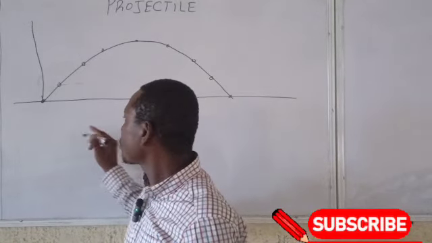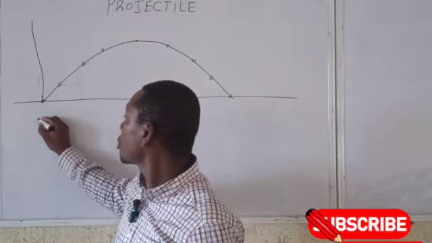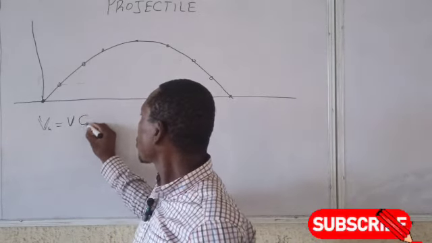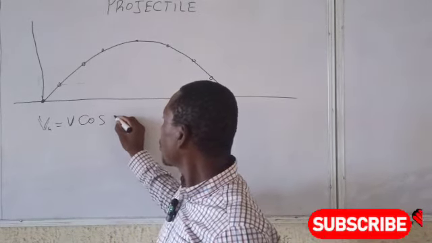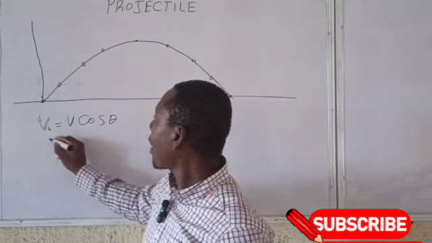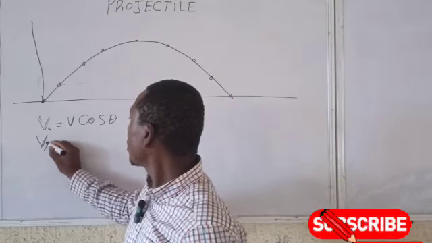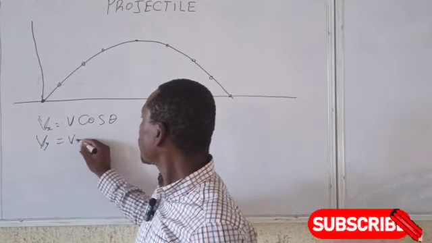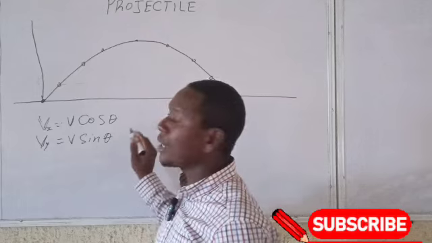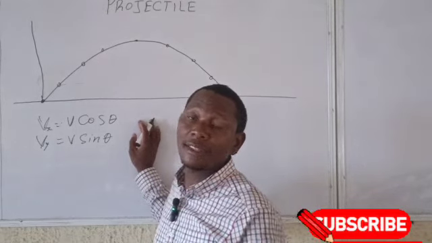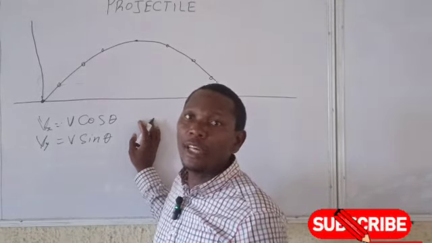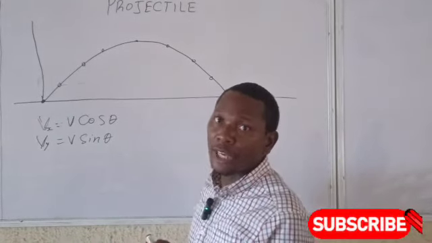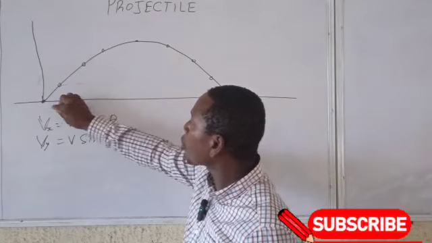It is simple. The horizontal component, which is Vx, is V cos theta, where theta is the angle. While the vertical component, Vy, is V sine theta. It's a very simple component. This is the first thing that you should note when we are talking about projectile.